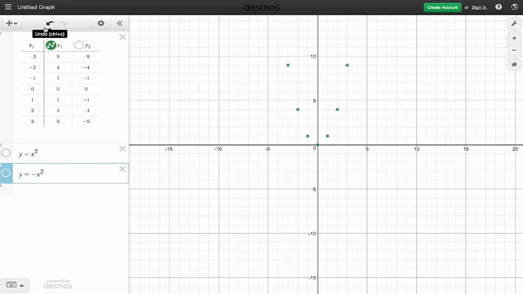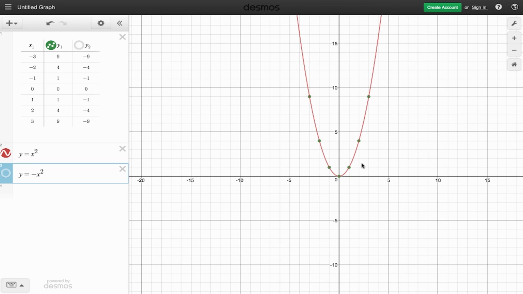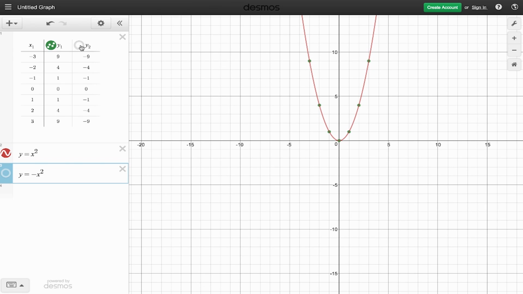So let's take a look at our graph. So here are the points. So here's the table again. I recreated the table. And so here are my points for y equals x squared. And we see obviously that they fall on the graph of y equals x squared. Now, what do we notice about negative x squared? Well, we see that all the points have sort of flipped, right? It's kind of like it's their image across the x-axis.